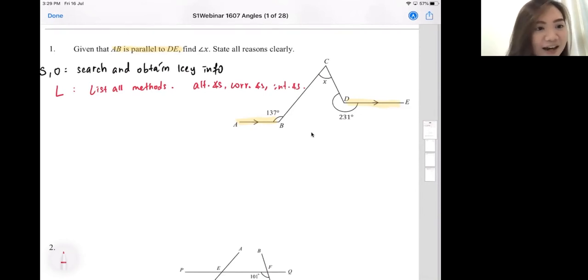Who's that? Who's that? Obtuse angles are angles that are bigger than 90 but less than 180.